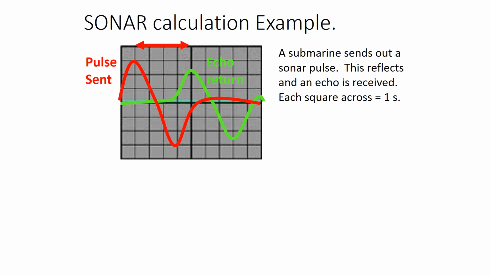Here's an example looking at a signal on an oscilloscope. The pulse is sent out, this red wave that's shown, and then it is received. If we look at the gap between where it's sent, the peak, and where it was received, we've got 4 boxes on the screen. If we're told each of those boxes or squares is 1 second, we can see that it's 4 seconds for the pulse to go out and be reflected back from an object, maybe the bottom of the sea, or another submarine.